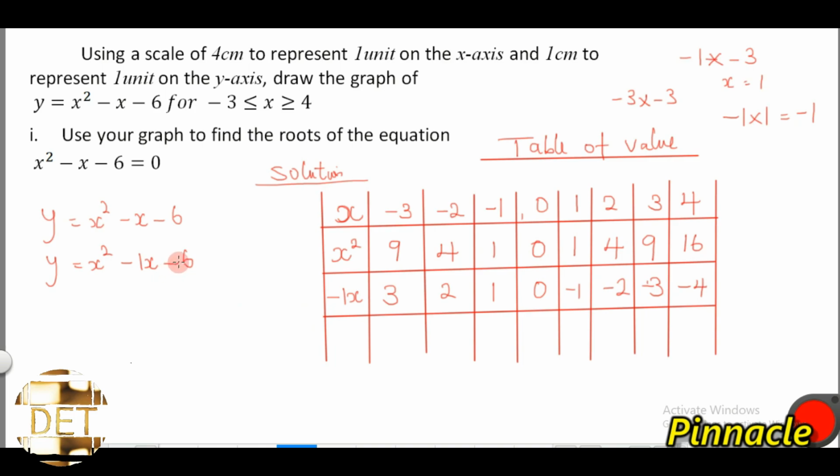So having done that, the next thing is minus 6. Minus 6 is a constant. It has no variable, it has no x. So the value will be the same all through, because it is a constant. So here will be minus 6 all through. Then the next thing is to write the value of y.